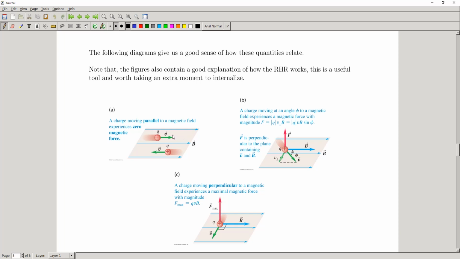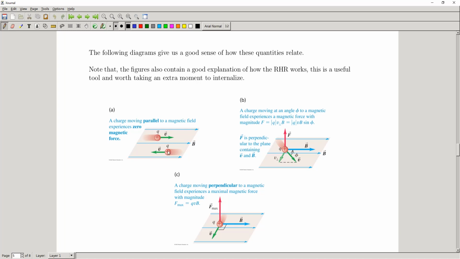So because V and B are pointing in the same direction, V cross B is going to be equal to 0, right? Or you can also think about it in terms of our sine here. The sine of 0 degrees is just going to give us no value. So this particle that's moving with a velocity that's parallel to the magnetic field experiences no magnetic force, okay?